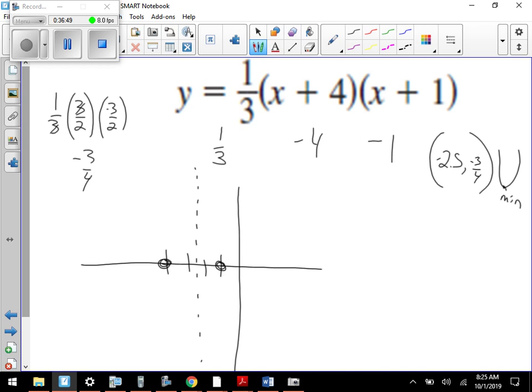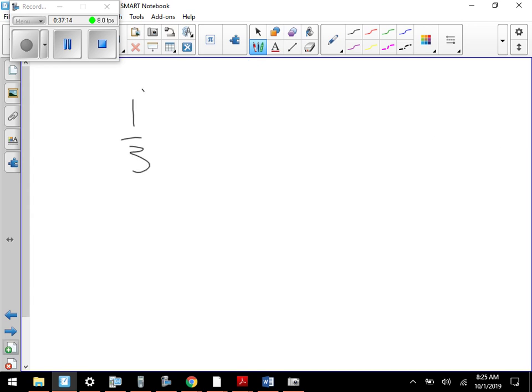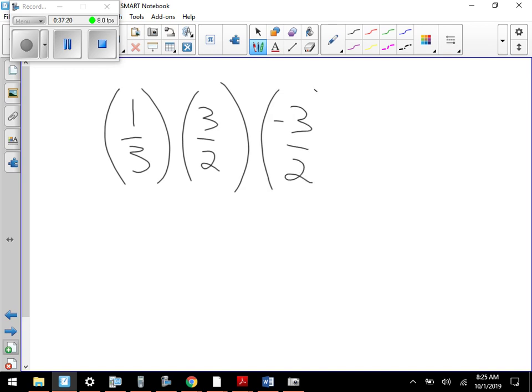This is a time when the fractions are a lot easier to work with than decimals. If you have negative 2.5 plus 4, that gives you positive 1.5. 1.5 is 3/2, right? And then you take negative 2.5 and add 1, you get negative 3/2 as well. So if you list out your fractions, you have 1/3 times 3/2 times negative 3/2. Well, if you know a little something about fractions, you get negative 3/4, and it's a lot faster than knowing how to do anything else.